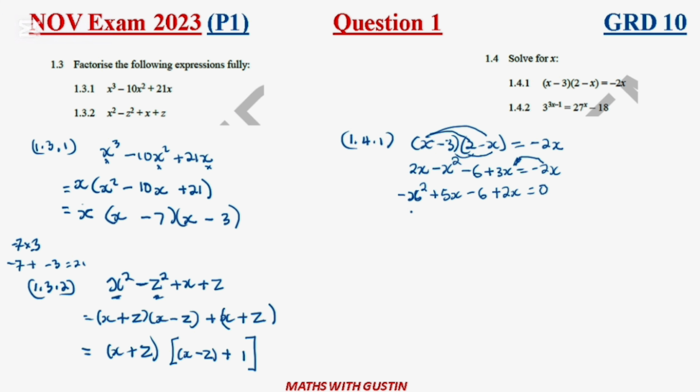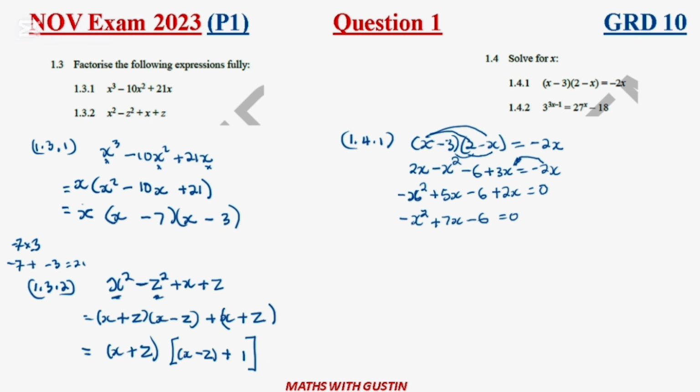All right, so now let's group the like terms. We've got 5x there, and then we have got also here 2x. So therefore it's going to be negative x squared. Therefore 5x plus 2x is going to give us plus 7x. Negative 6 is equal to 0.